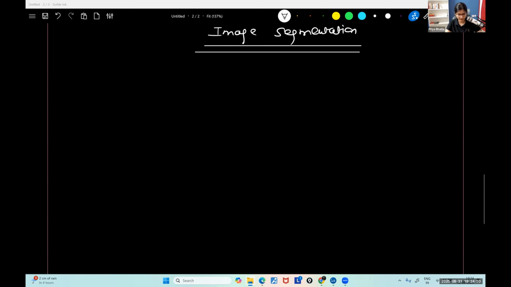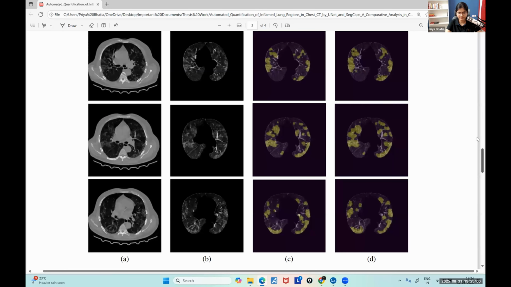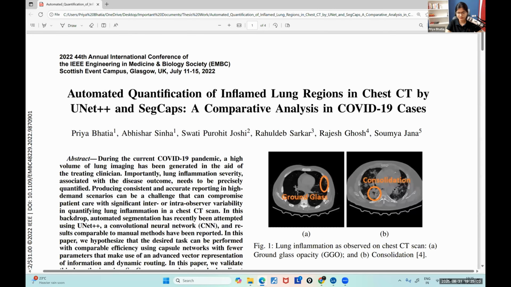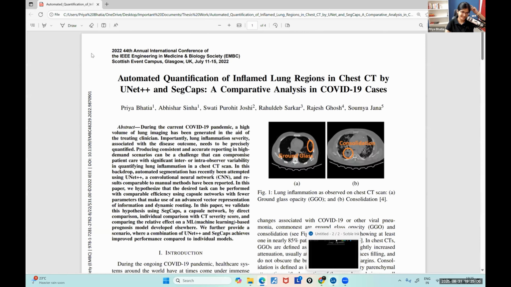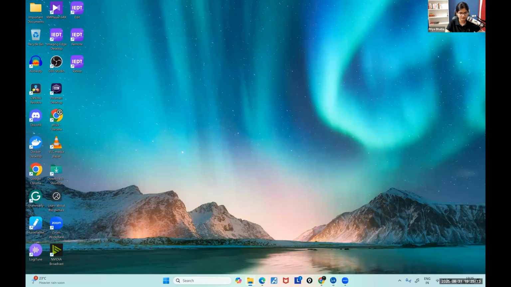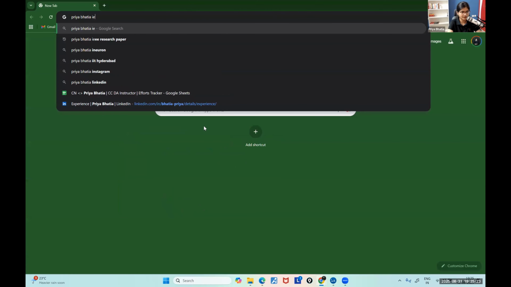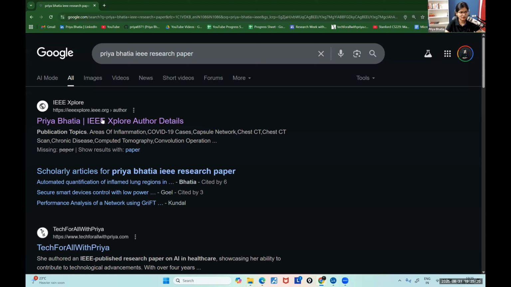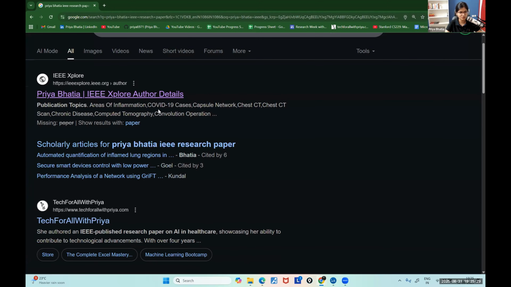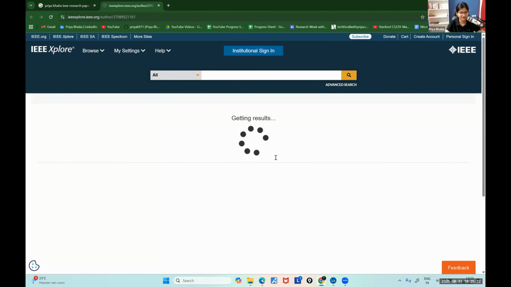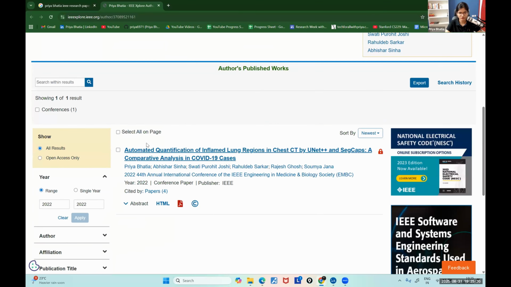Just give me a second. Let me open the research work which I have done. So can you see this picture? This was the research paper. You can see it is published in an IEEE conference. In fact, if you search on Google, I do think you will find it very easily. Priya Bhatia IEEE research paper. You will find the very first link is my research paper, and once you go there, you will see where it is available. So this is the research paper I was talking about.